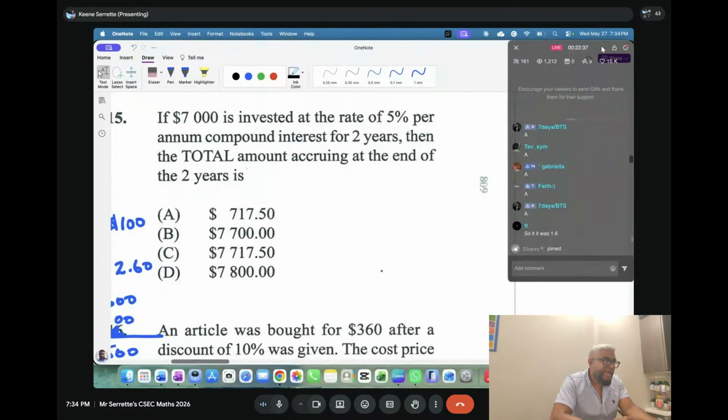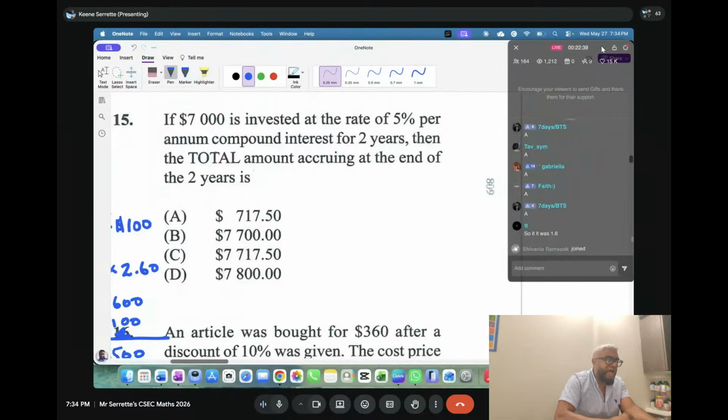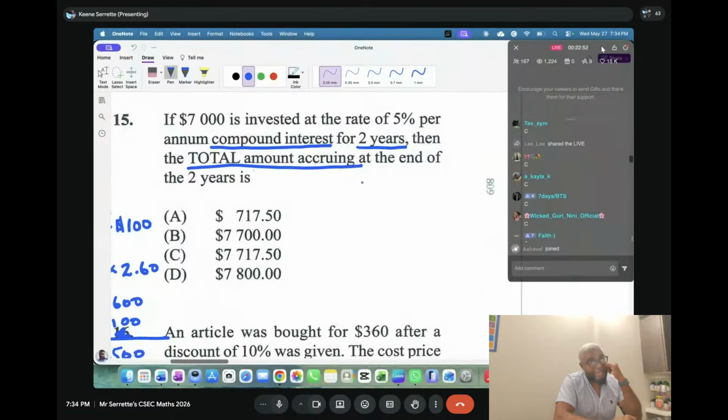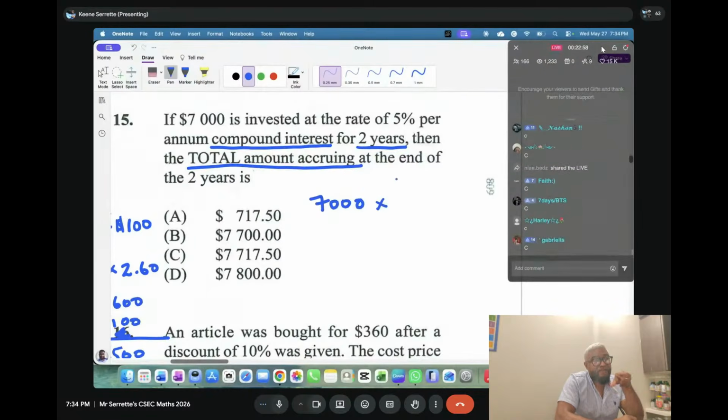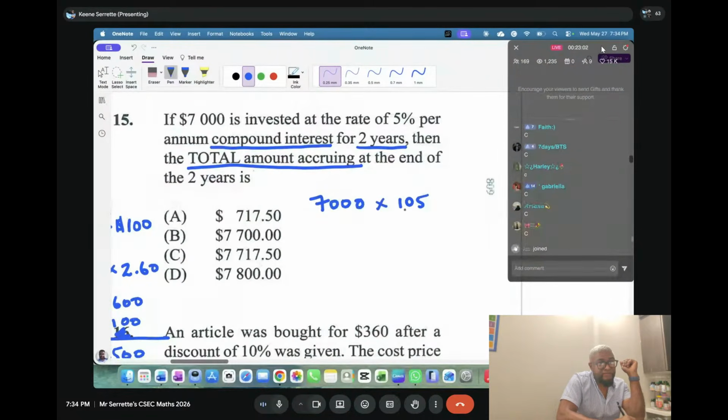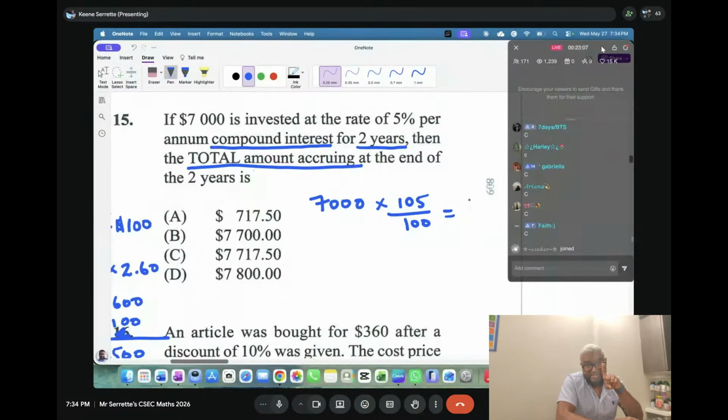7,000 is invested at a rate of 5% per annum compound interest, right? They compound it for 2 years. Then the total amount accruing at the end of 2 years. So your total amount accruing is the total amount at the end of the 2 years, right? So I can actually do 7,000 multiplied by 105%, that will be the amount at the end of the first year.